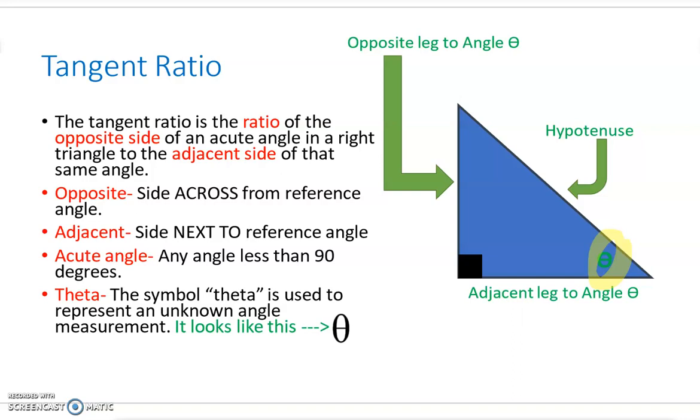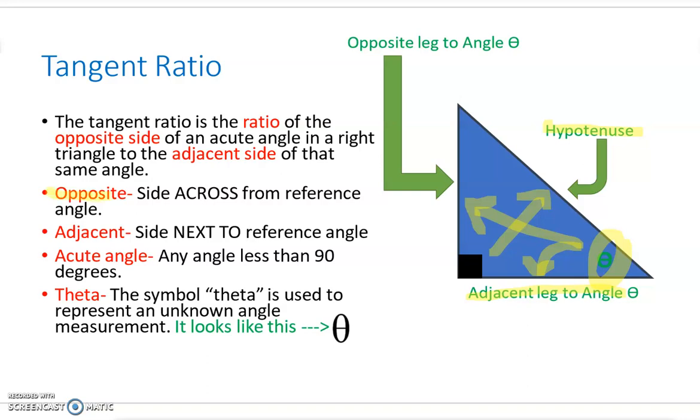So the tangent ratio of that angle is the ratio of the opposite side to that angle divided by the adjacent side to that angle. Opposite is across the triangle, adjacent is right next to you. Notice how the hypotenuse is also right next to that angle. We don't consider that adjacent because the hypotenuse is special. It's always across from the right angle. That never changes. So the other side, this side, is what we consider the adjacent side of the right triangle. It's adjacent to that angle theta.